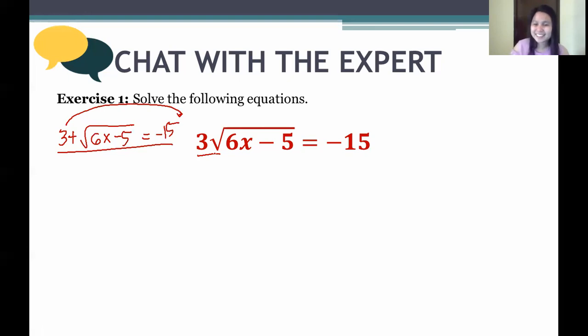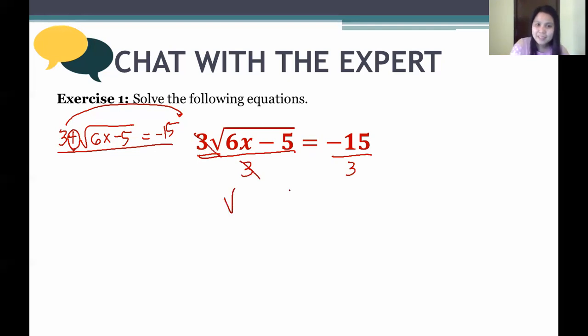Very good. We divide both sides by 3. When do we transfer? If there is a plus or minus sign in between them, that's when we transfer. But here, it's only one expression. It's multiplication. So we divide both sides by 3. Very good, Ali. So with that one, we cancel this.